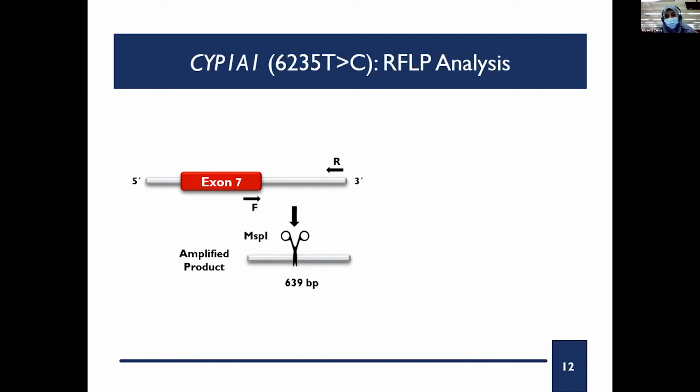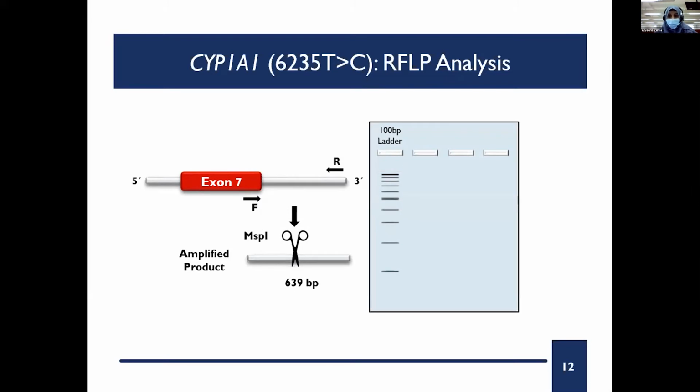And as a result, the gel image that we expected would be something like this. For the wild type, that is the T allele, this amplified product does not contain any restriction site for the MspI restriction enzyme. So as a result, in case of wild type, that is the T genotype, we obtain a single band of 639 base pair on agarose gel.